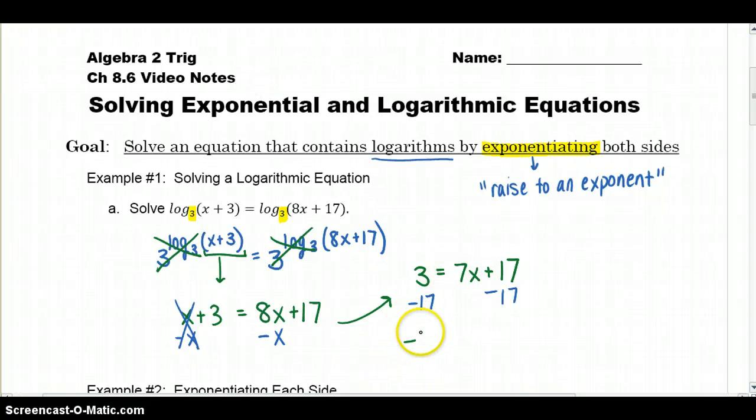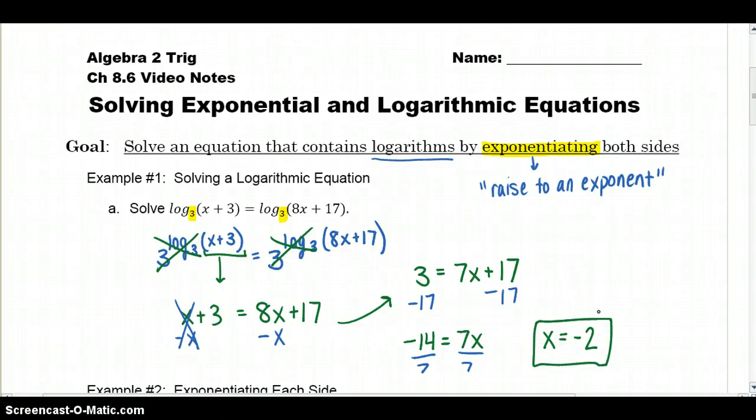3 minus 17 is negative 14 equals 7x. And then we just got to divide by 7. And x is going to equal negative 2. Alright, so it's as easy as that.